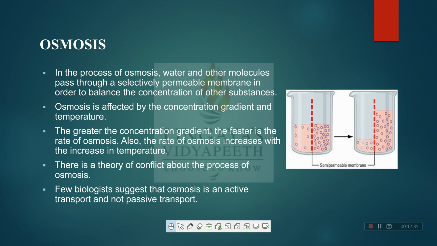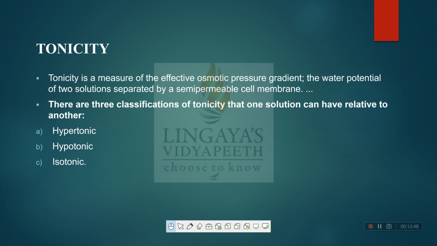So solutions that have a greater solute concentration will pull water via osmotic pressure. This depends on the total number of solutes and not on the type. Now talking about tonicity. What is tonicity? Tonicity is a measurement of the effective osmotic pressure gradient, the water potential of two solutions separated by a semi-permeable cell membrane.